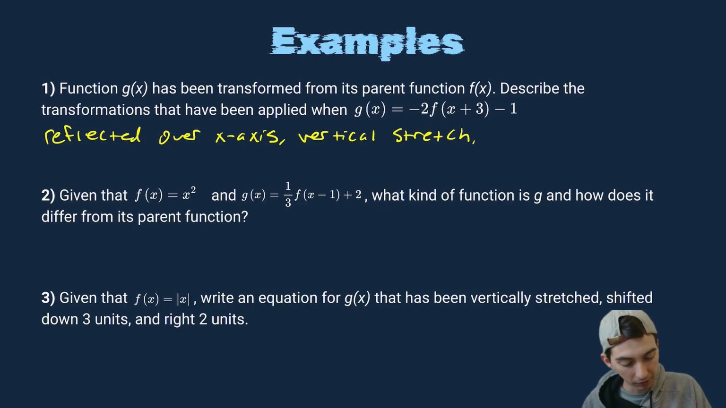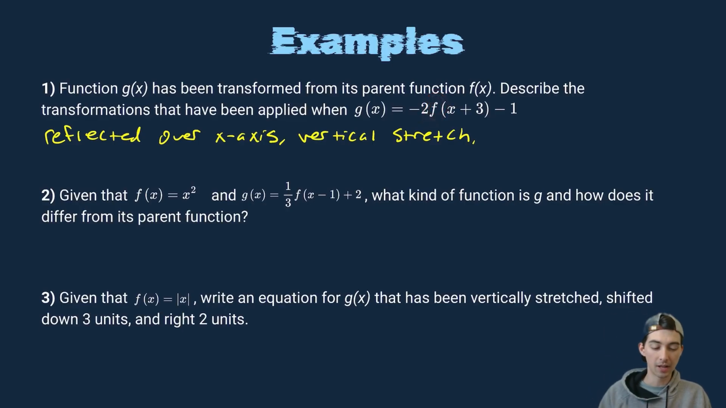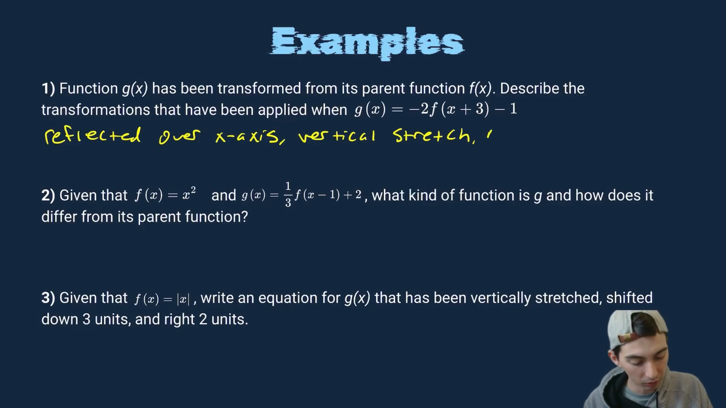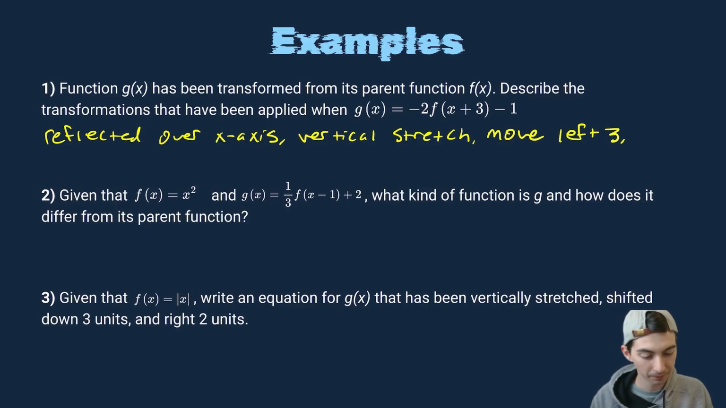Moving inside the parentheses, remember f isn't really a transformation. It just tells us what kind of function it is. But here it doesn't really matter what kind of function it is. We're just finding the transformations. This +3 is going to tell us how far left or right to move. But we remember that we're always doing the opposite of whatever is inside the parentheses. So a +3 is actually going to tell us to move left 3 spaces.